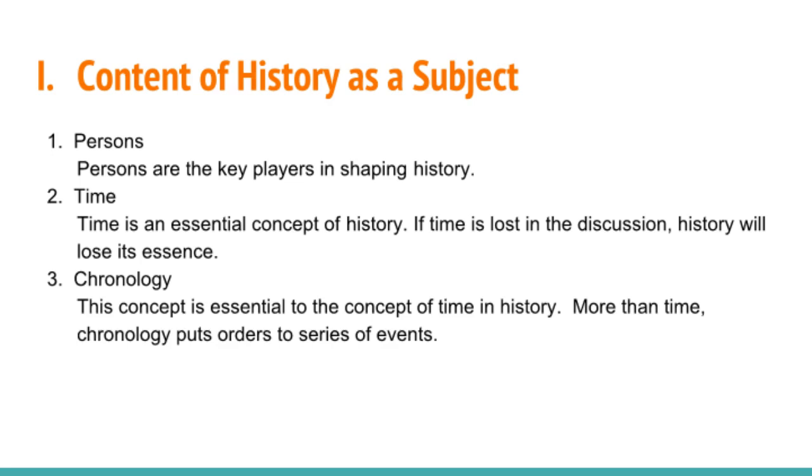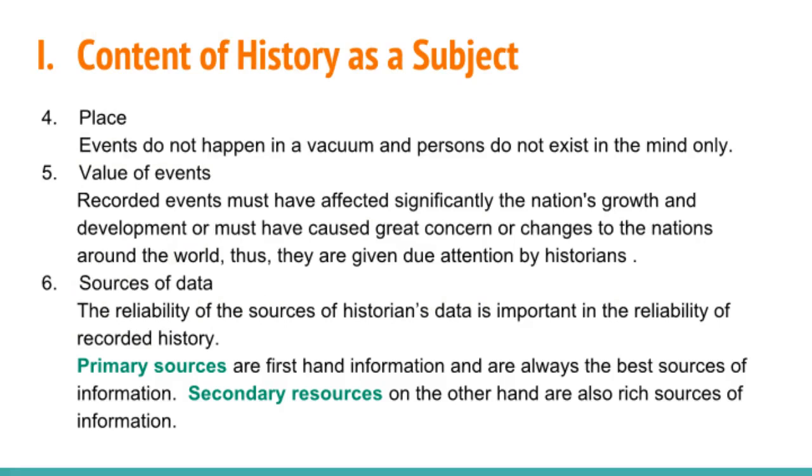Chronology. This concept is essential to the concept of time in history. More than time, chronology puts order to series of events. One event alone does not create chronology. Chronology requires discussing the events in the order of their occurrence in time. Without this, history loses its meaning. Place. The location of the event is equally important. Events do not happen in a vacuum, and persons do not exist in the mind only. These realities have to exist somewhere.